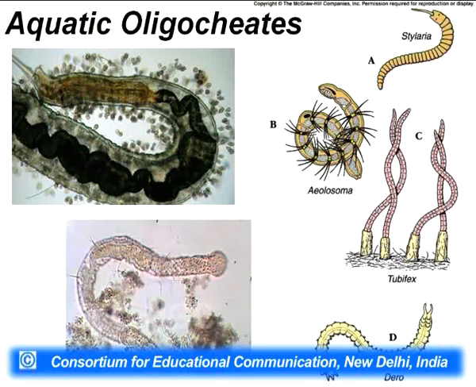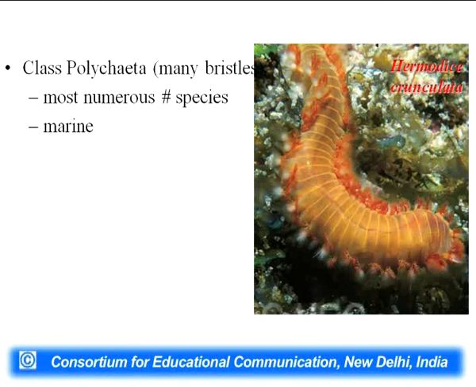There are a variety of oligochaetes which are present in water. Some of them are called tubifex, which live in the tubes, and their posterior end generally emerges out and they keep wagging their tails and they take oxygen by making a movement in water with the help of their tails. The second class of the Annelida is class Polychaeta.